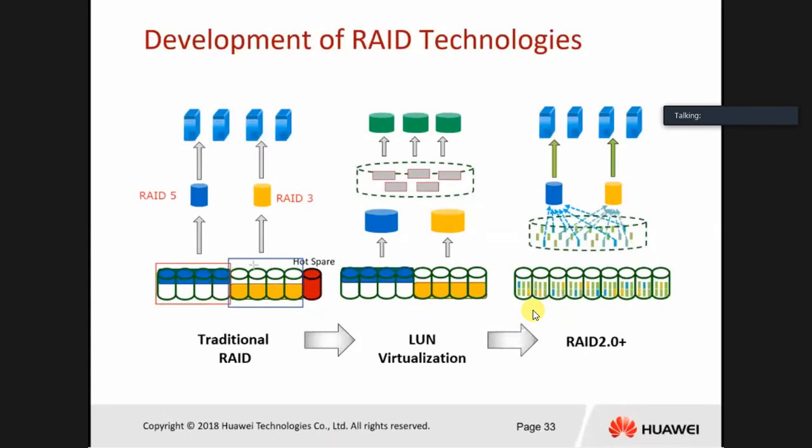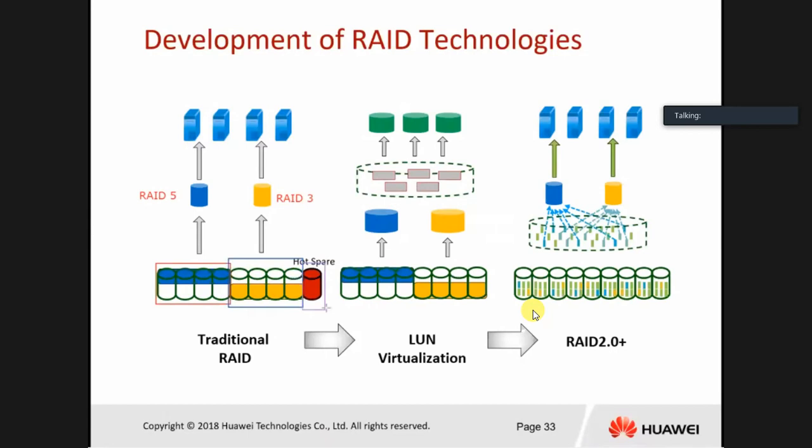Okay, so basically that is the traditional RAID. You have to RAID the physical hard disk itself. Hard disk number 1, number 2, number 3, number 4. Then after that, you need to mention which disk will be a hot spare disk. So you have a special disk here that will be a hot spare disk, and you need to plan it manually yourself.